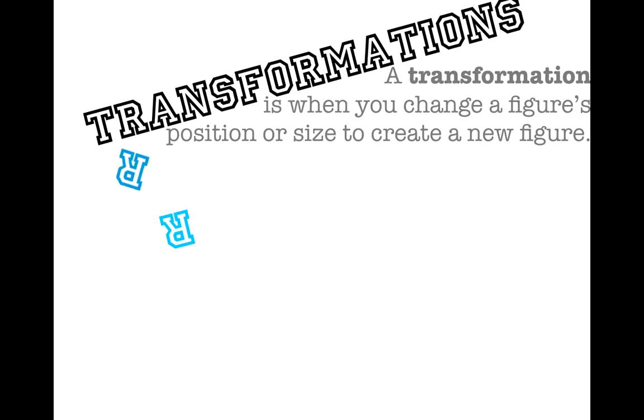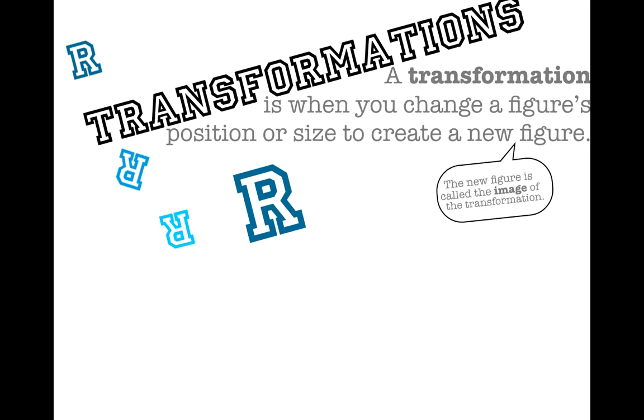Or we could do that to create a new image. We're taking its position, its size, and changing it to create a new figure. This new figure is called the image of the transformation. It's the new image that you get from the transformation that takes place. So we have an image here, and an image here, and an image here, and an image here.